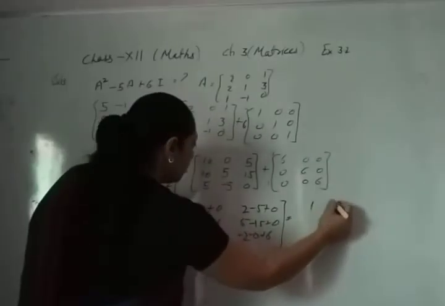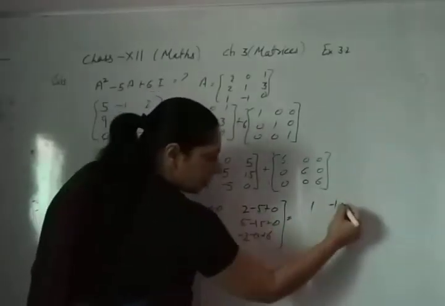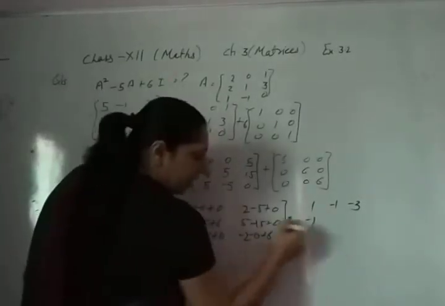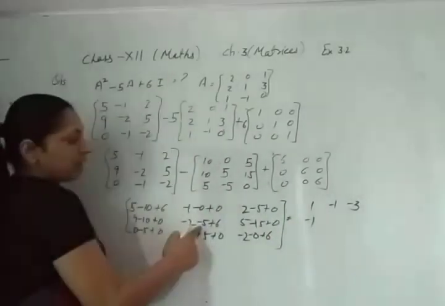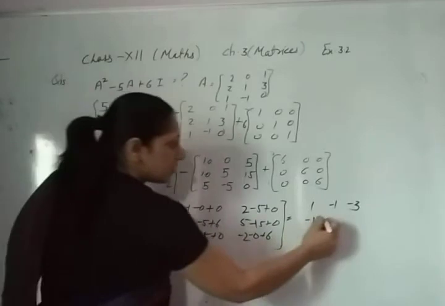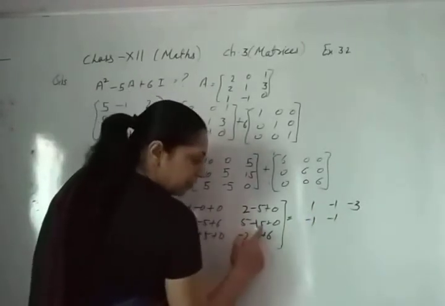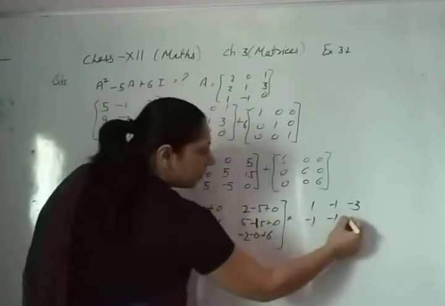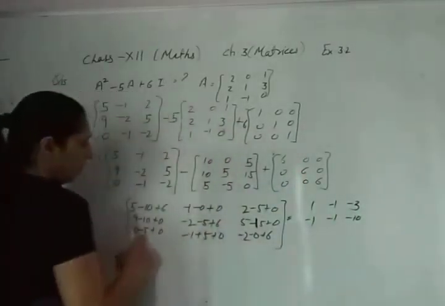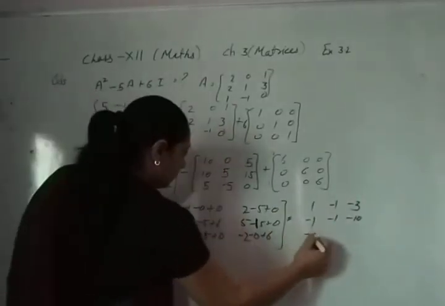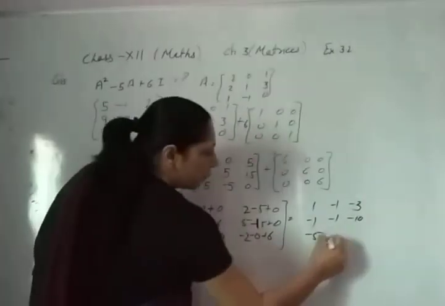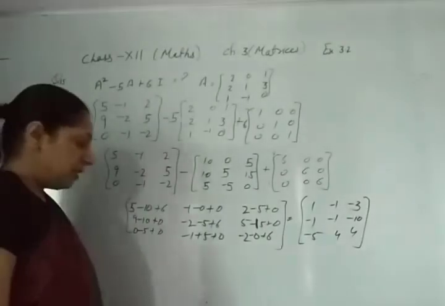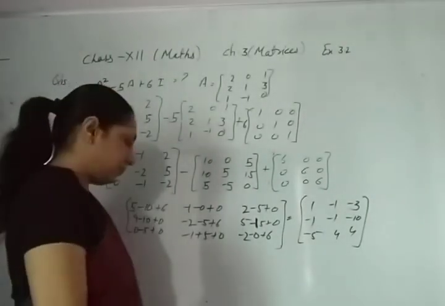This is equal to minus 1. This one is minus 3. 9 minus 10, minus 1. Minus 2 minus 5 minus 7 plus 6, minus 1. 5 minus 15, minus 10. Sorry, 5 minus 15, minus 10. Now minus 5, 4. So this is our answer. Similarly you can do the next part also.